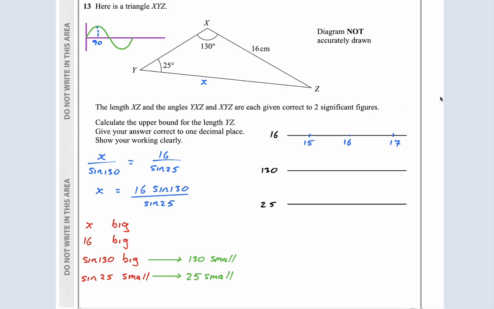And the upper bound is 16.5, and the lower bound is 15.5. Okay, let's do it for this one. 130 goes in the middle, 2 significant figures. The next one up is 140, next one down is 120, and again the upper bound is halfway between these two, 135. The lower bound is halfway between these two, 125.